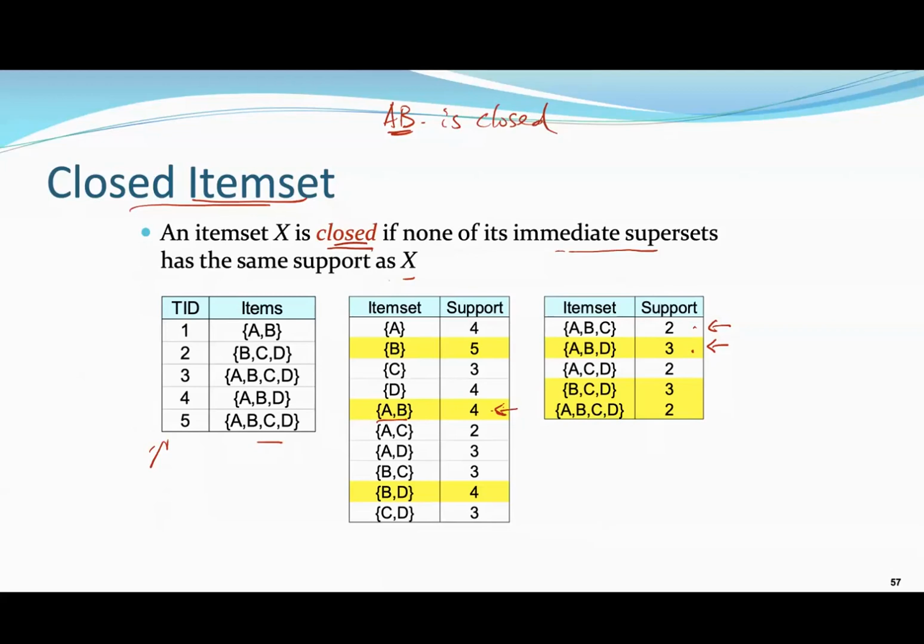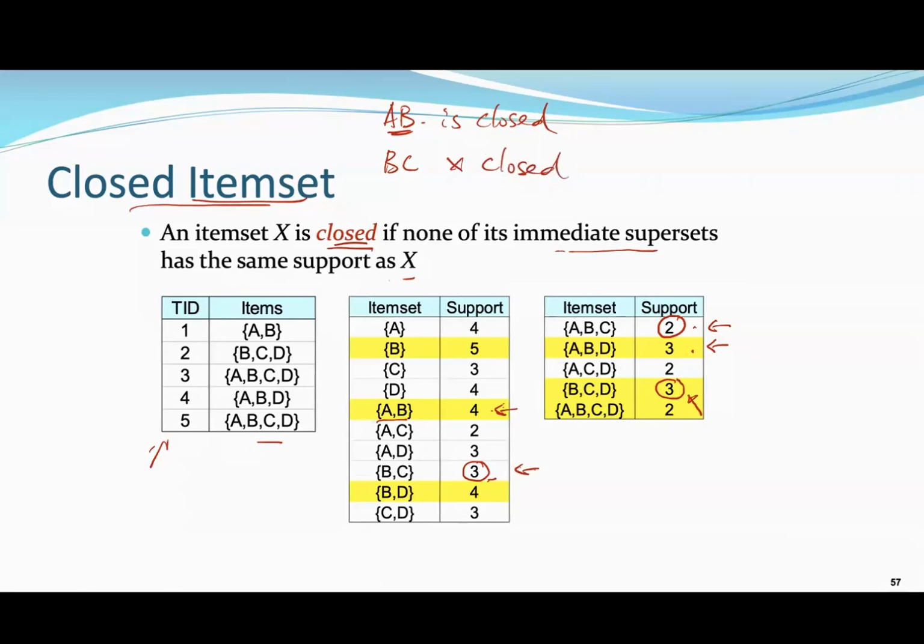Let's take a look at another example. Let's say BC. Its support count is 3. What are the immediate supersets of BC? They are ABC and BCD. Now we see that BCD has the same support count as BC. Therefore, we found an immediate superset of BC that has the same support count as itself, and therefore BC is not closed. Do you understand what I'm saying?